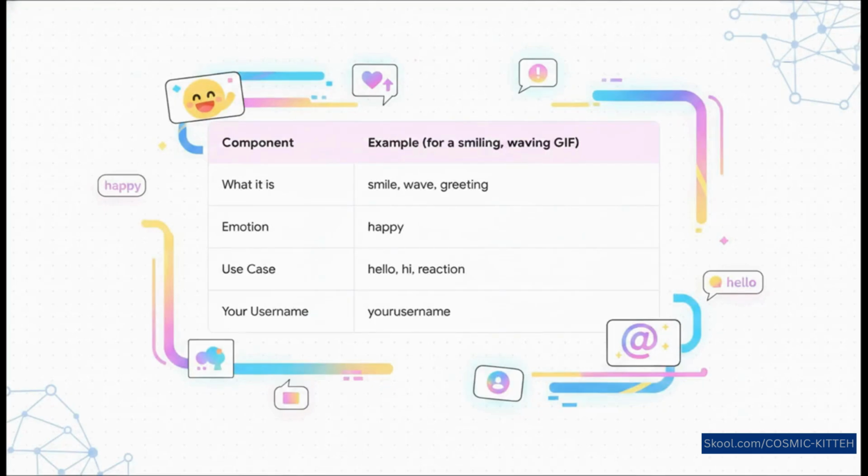Here's a simple but super powerful formula for tagging every single GIF you make. You just need to cover 4 bases. First, describe what it physically is. Then, define the emotion it conveys. Third, think about the use case, like how would someone actually use this in a conversation? And finally, always include your own username. This makes sure you're discoverable from every possible angle.